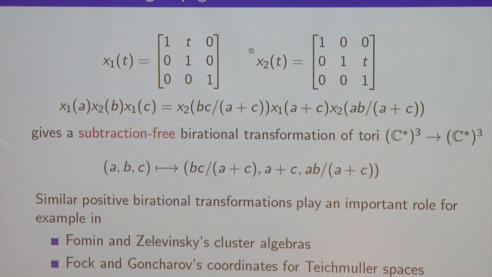But you can just think of this as a transformation of three parameters in C star to three parameters in C star, and it turns out to be a birational transformation. The inverse is actually the same map.